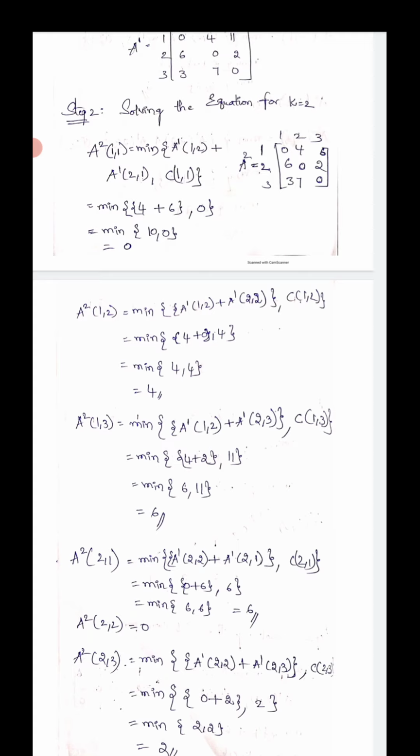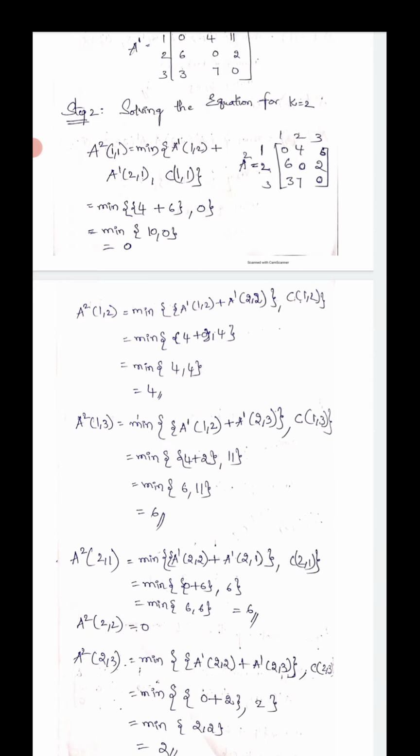Now we have to compute A power 2 of (1,2), which is assigned the minimum of A power k minus 1, that is 2 minus 1, A power 1 of (i,k), here i is 1 and k is 2, plus A power k minus 1, that is A power 1 of (k,j), where k is 2 and j is 2, and C of (i,j), that is C of (1,2).